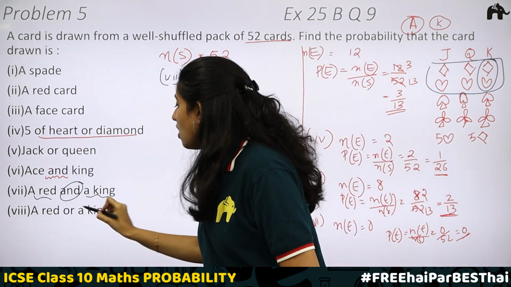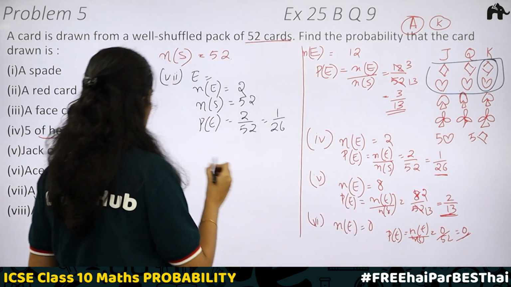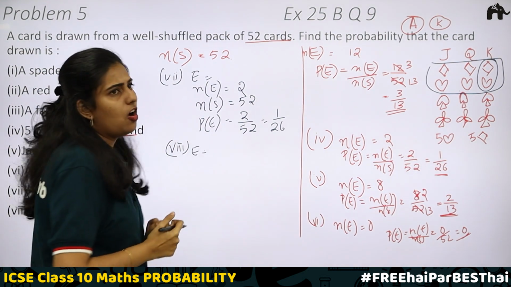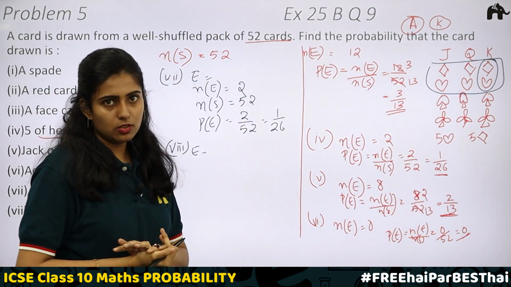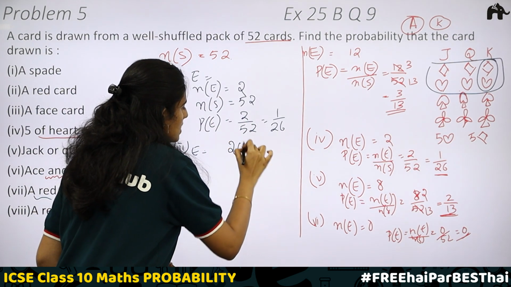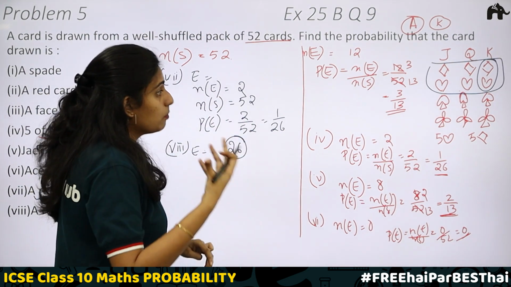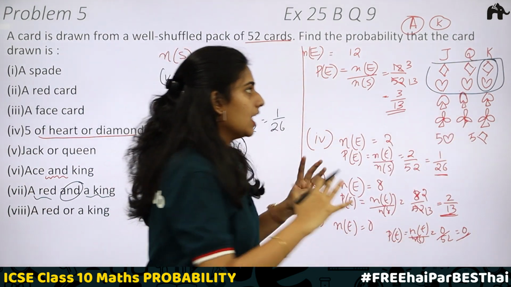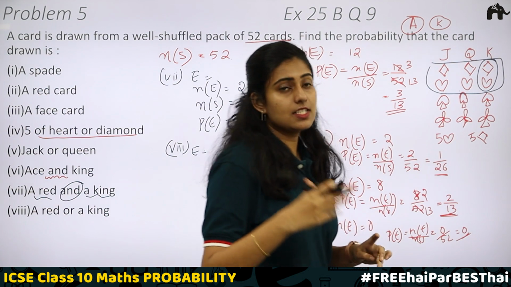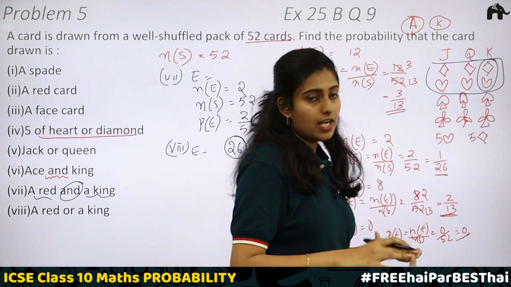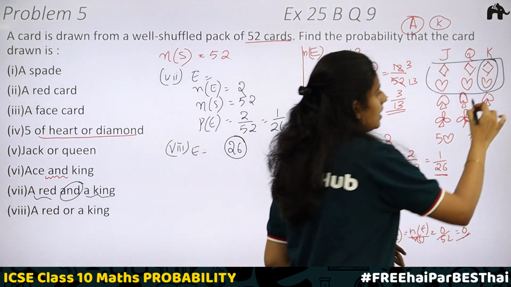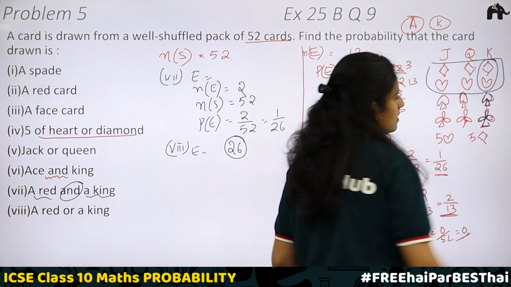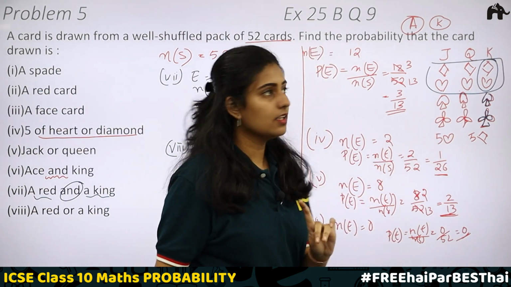Next is a red or a king. Red or a king is the event. Okay. Red or king. All the red cards can be included, which means all the 26 can be included. Then black king cards can also be included in this. Okay. Red color king cards, that is red king cards, are already included. You can also include the black king cards. So these are black king cards. Yes. That is a spade and club can be included.